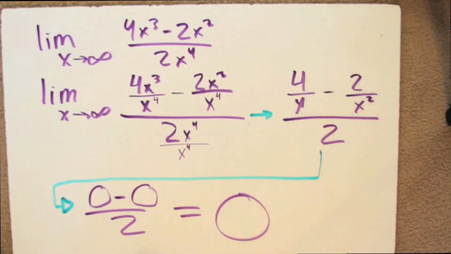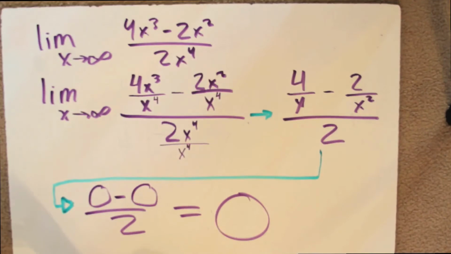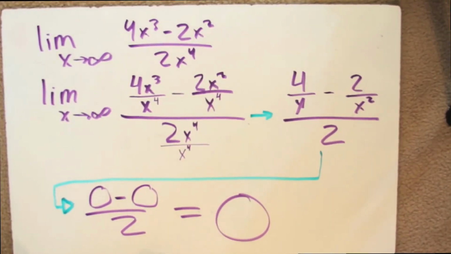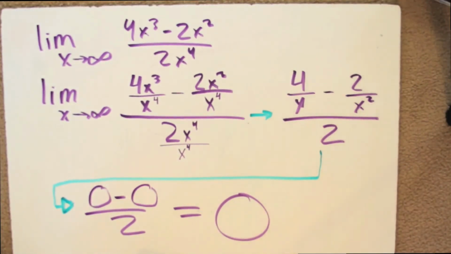The 4 over x and the 2 over x squared go to 0 because if you put a digit over infinity, it approaches 0. Therefore, the entire fraction becomes 0 over 2, therefore 0. Alright, I think that makes sense. So limits as they approach positive or negative infinity are horizontal asymptotes? As long as they approach a y value, it will be a horizontal asymptote.